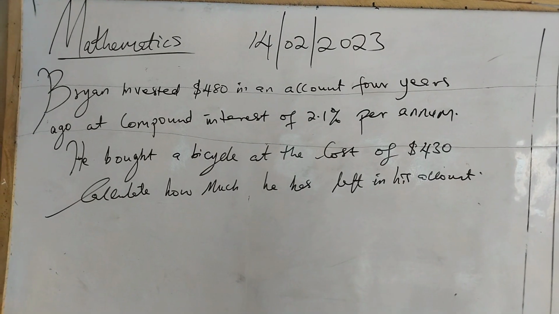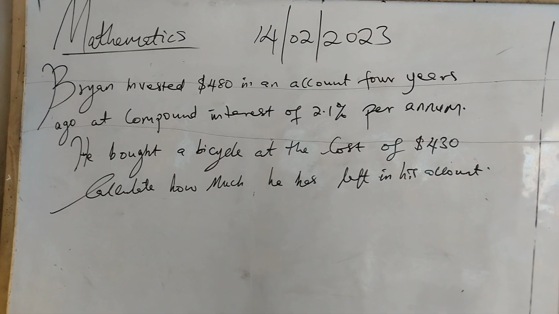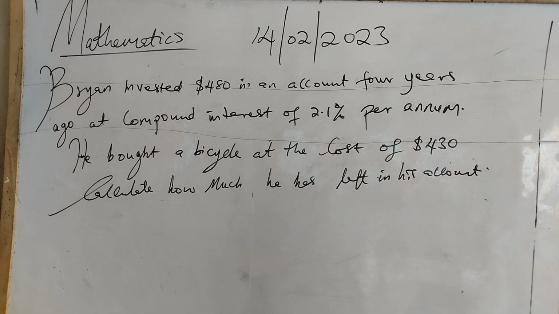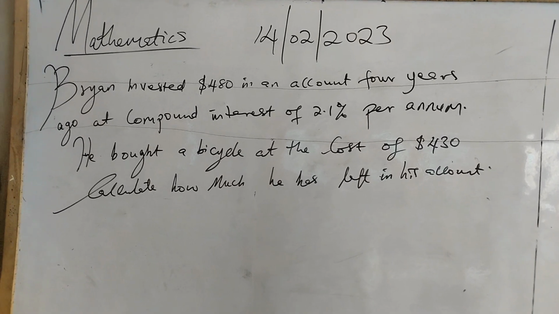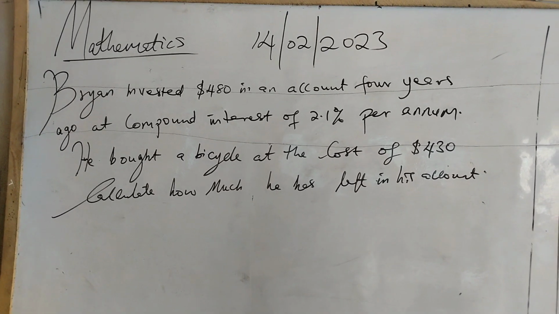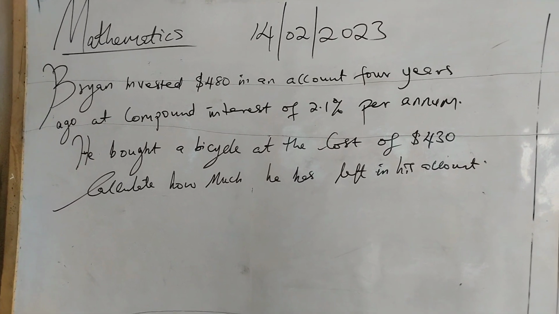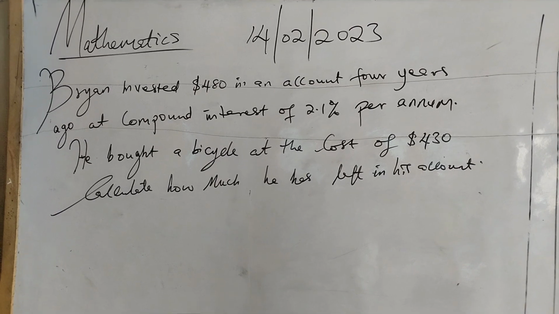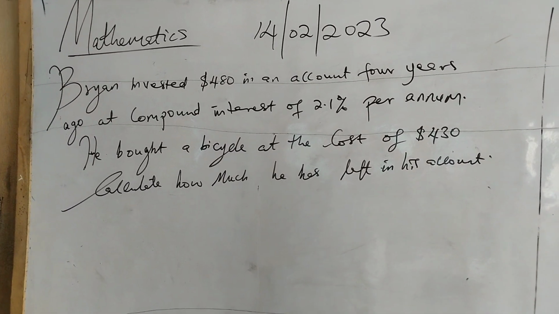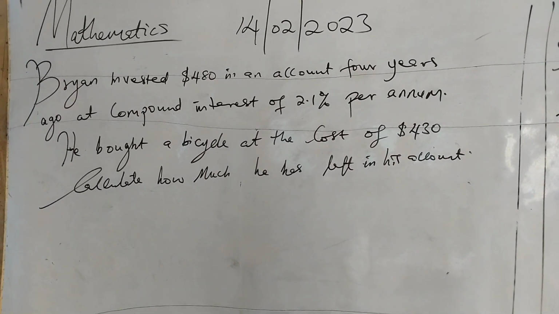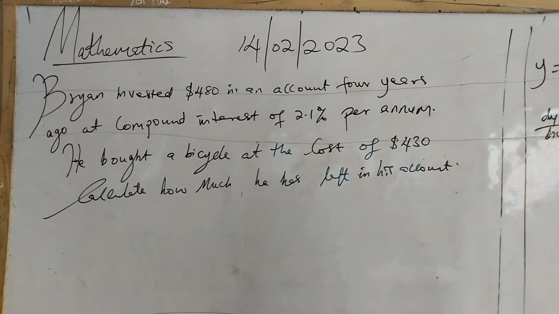Bryan invested $480 in an account 4 years ago at compound interest of 2.1% per annum. He bought a bicycle at the cost of $430. Calculate how much he has left in his account.